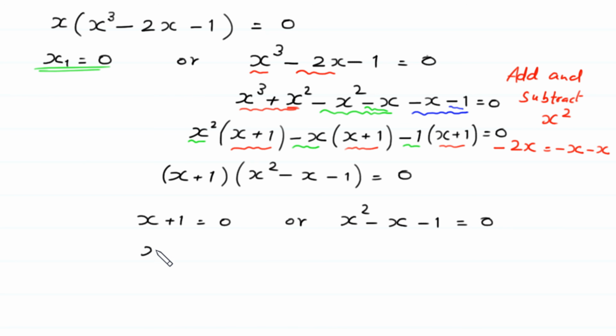From here, x is equal to negative 1. This is the second value of x. And to find other two values, we solve this quadratic equation. This is not factorable, so we solve it by quadratic formula. In this equation, a is equal to 1, and b is equal to negative 1, and c is equal to negative 1.